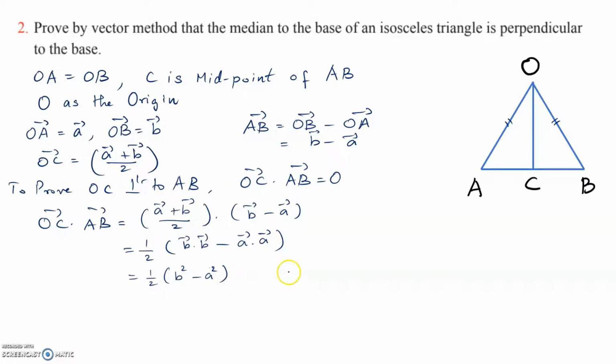Since the magnitude of B is equal to A, since it's isosceles, the magnitudes of OA and OB will be equal. This will become 0. Therefore, OC is perpendicular to AB.